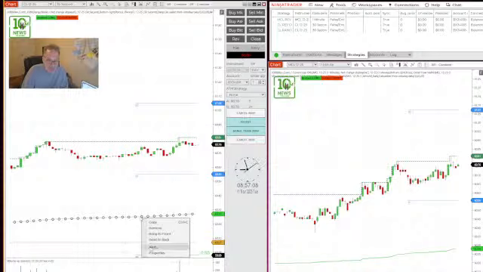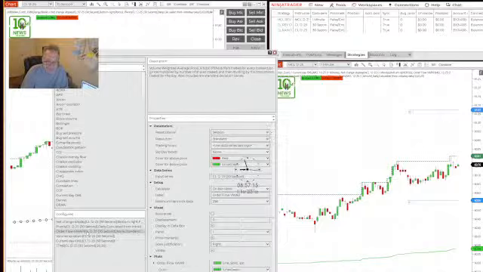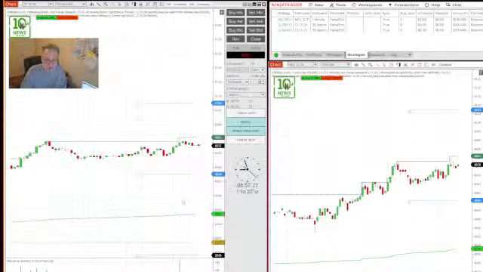VWAP could use a little bit of a thicker line. Right click the VWAP. Make the line thickness a 2. It's just a little easier to see it.